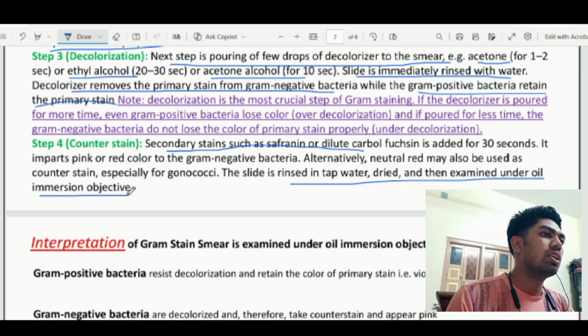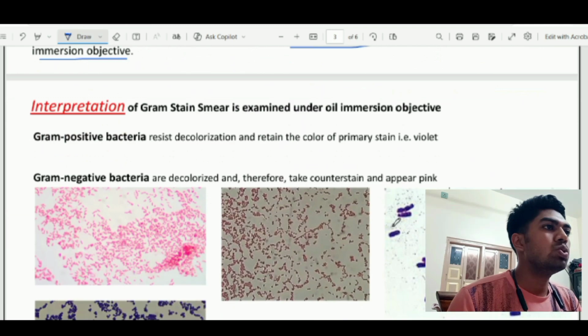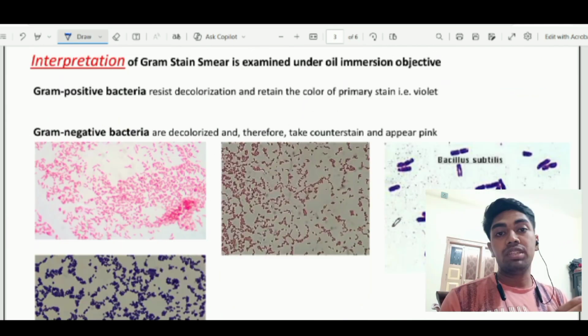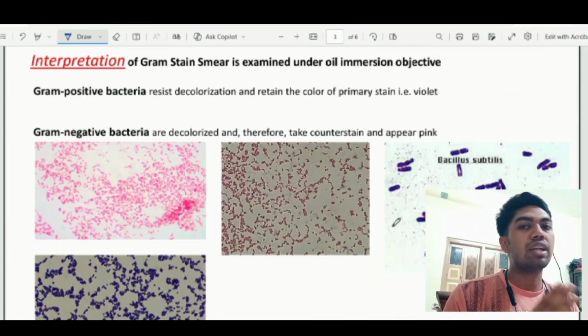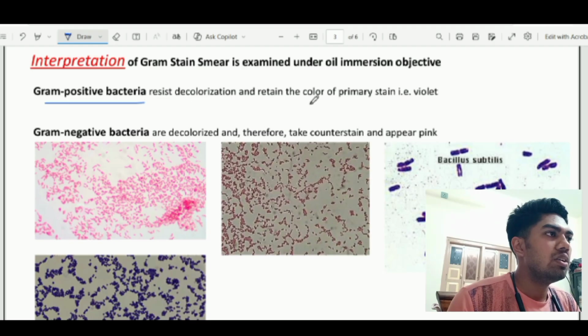So what will we see after the staining is over? How will the gram positive bacteria look and how will the gram negative bacteria look? After gram staining, gram positive bacteria will look violet in color, and gram negative bacteria appear pink.